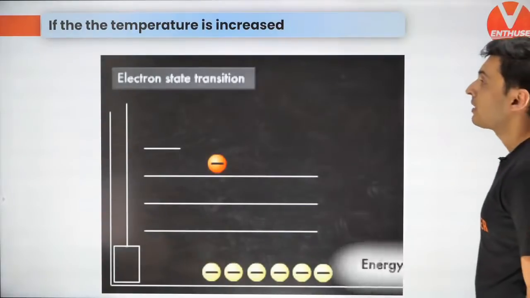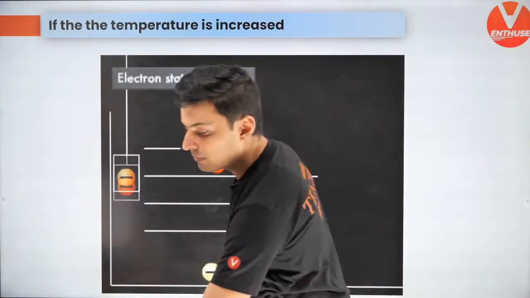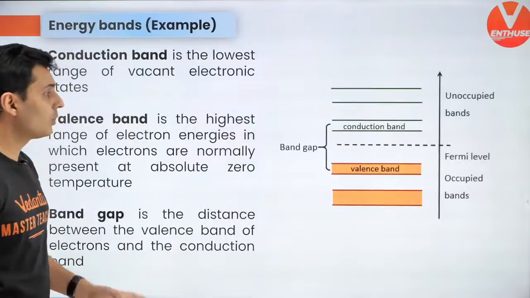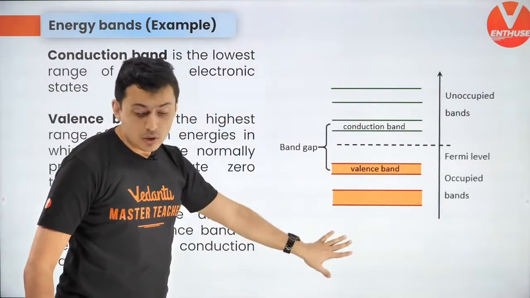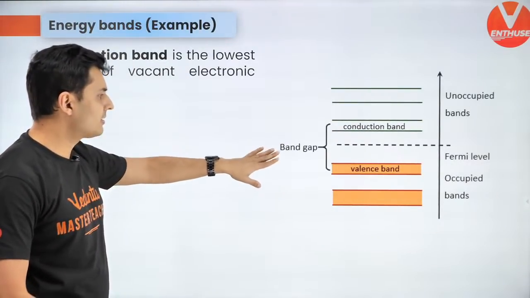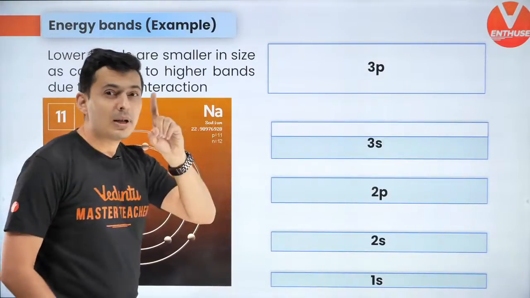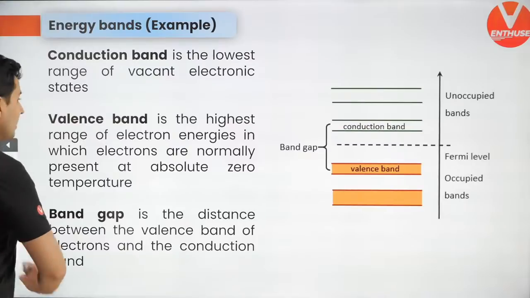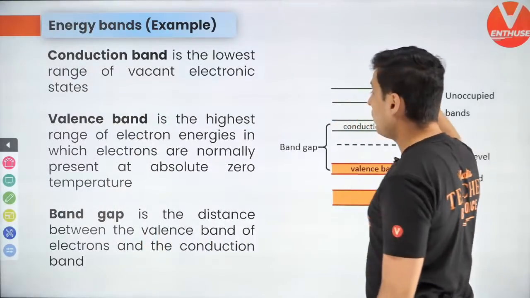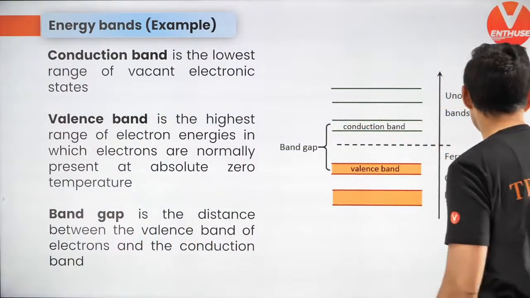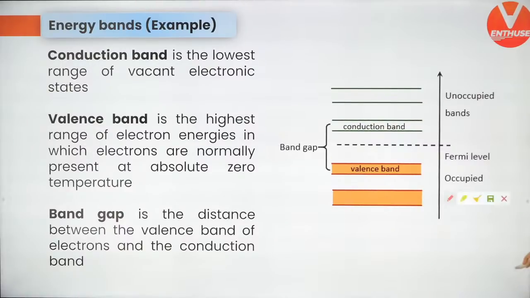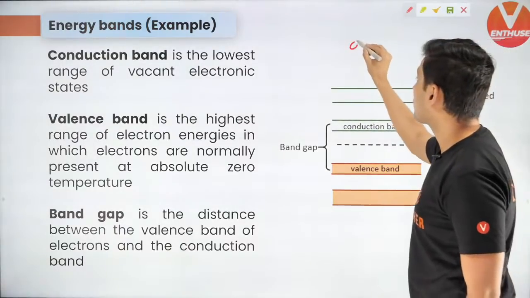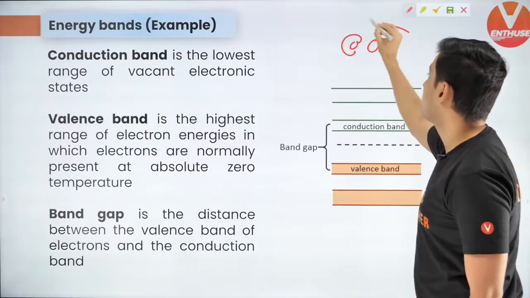Now comes the role of the temperature. Let me tell you the role of the temperature. Whenever you draw these energy level diagrams, please remember one very important thing which nobody tells you so easily. All these bands are always drawn at 0 Kelvin. Keep this in mind.